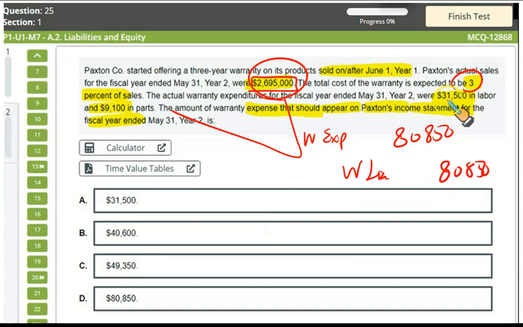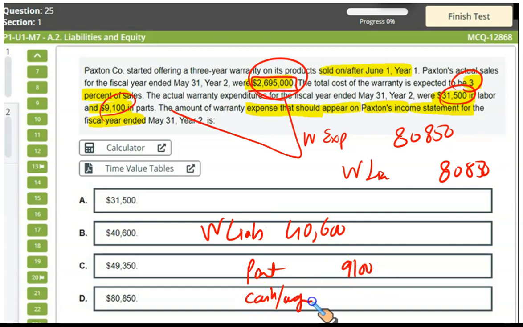The actual amount you paid for labor and the actual amount you paid for parts is in fact debited to warranty liability. You're going to debit warranty liability with the sum of these two, 9,100 and 31,500, which is 40,600. So you debit 40,600 warranty liability and credit parts or inventory by 9,100 and credit the cash or the wages payable to your workers.